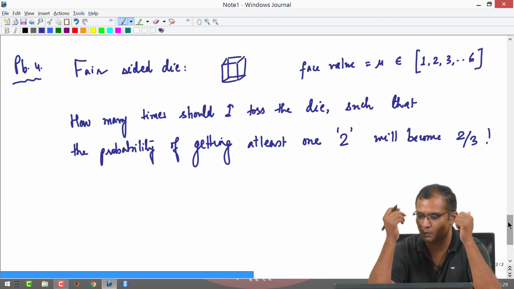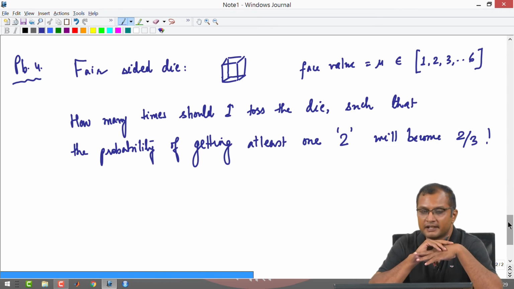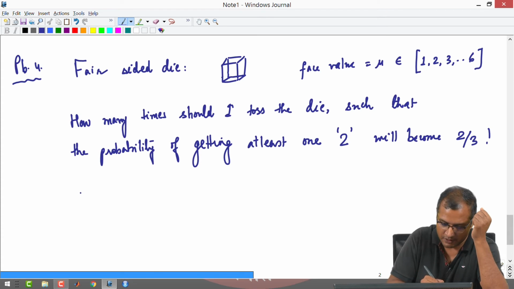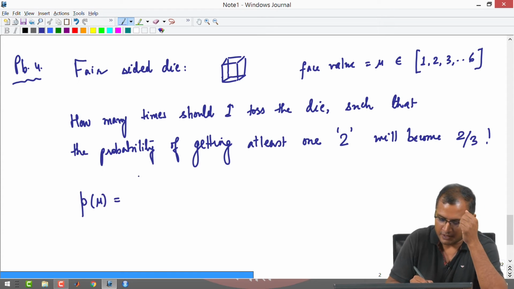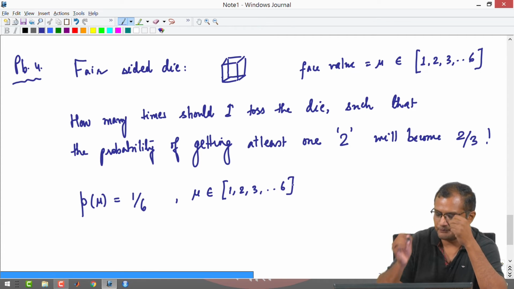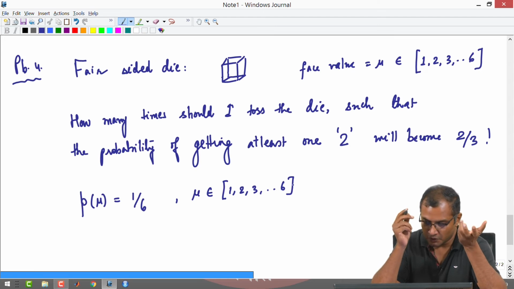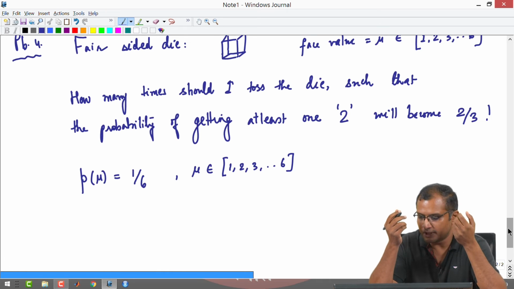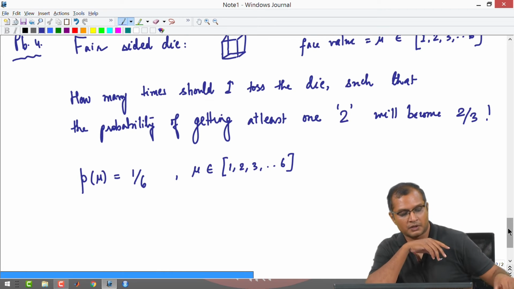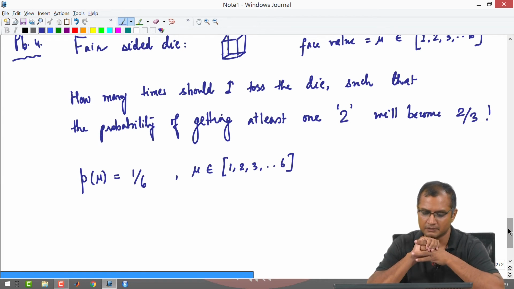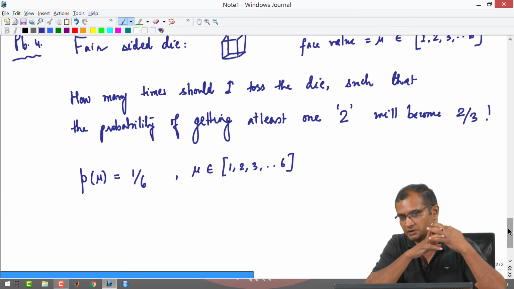Okay, suppose if I toss it once, I know the probability of getting 1, 2, 3, all these digits is 1/6. Okay, so I know a priori that P of mu is 1/6, where this mu belongs to the set of these 6 numbers. Now you may toss it the first time and you will get 2. So, you got 2 straight away, but it is possible that if you toss it 3 times you may not get a 2, but you get a 2 the fourth time.